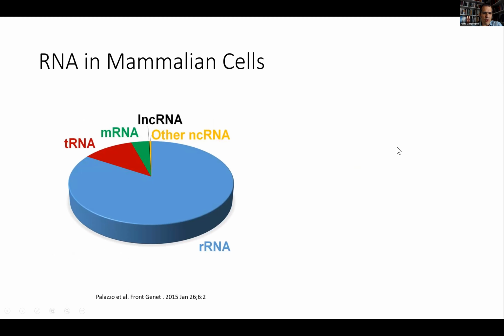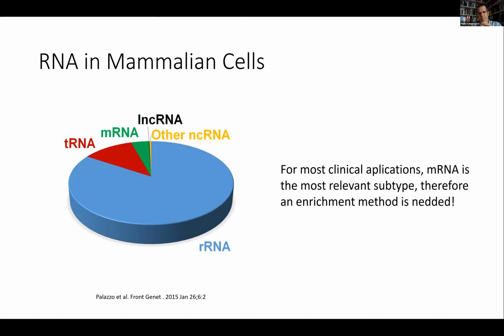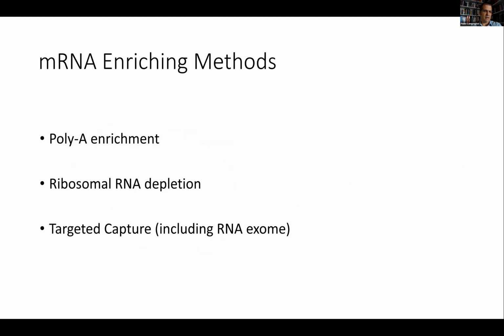But when we look at the total RNA in a cell, we see that the messenger RNA, that is the one we're more interested in, is a very small amount of the total RNA we have in cells, right? We have a lot of ribosomal RNA that we are most of the time not interested in, transfer RNA and other long non-coding RNAs and other types of RNAs. So we need some methods for enrichment for either messenger RNA or specific for genes, right?